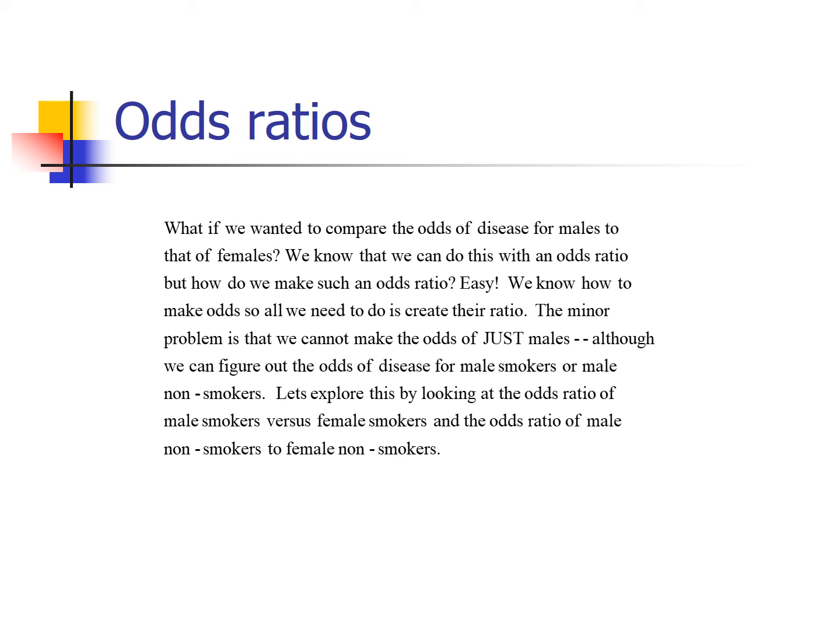Let's start our exploration by looking at the odds ratio of male smokers versus female smokers. So at least that's comparing apples to apples, right? And then we'll do an odds ratio of male non-smokers to female non-smokers. That's oranges to oranges. Then we'll see what that looks like and go from there.